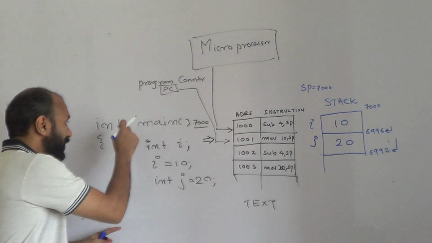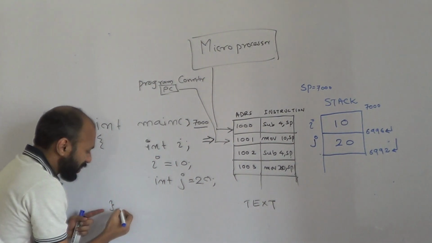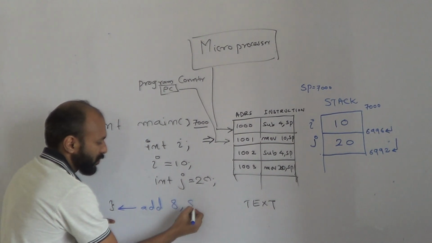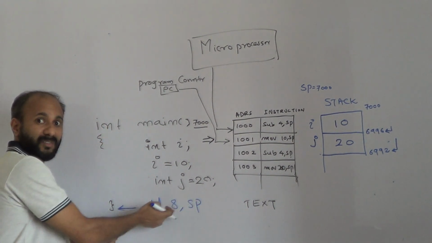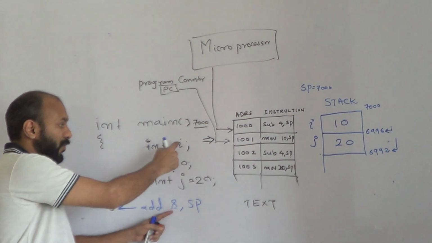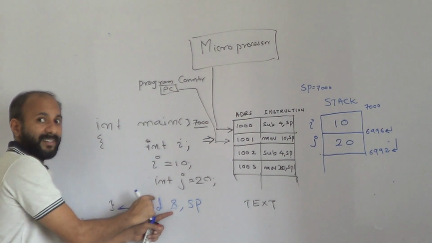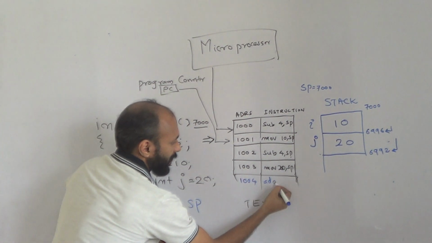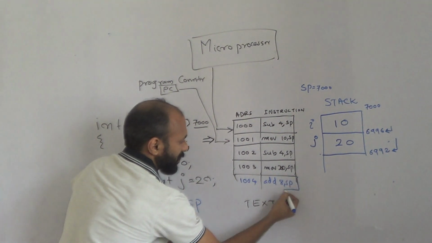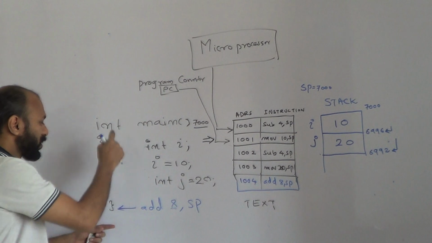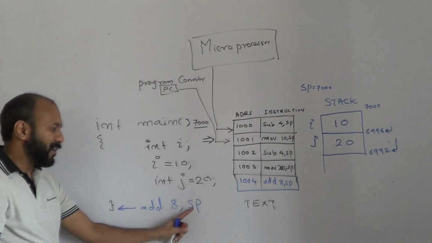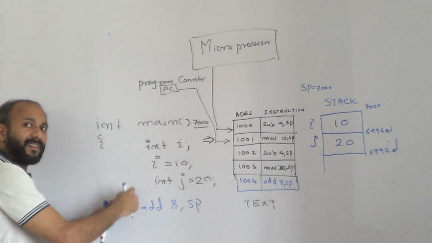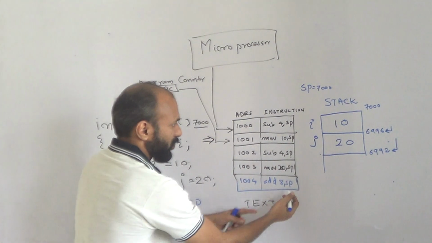Now whenever the compiler is hitting this bracket, what will happen is add 8 to the stack pointer. This instruction will be generated. 8 is the sum of the local variables inside this function. Add 8 to the stack pointer. So whenever control is hitting this close bracket, stack pointer is getting added with the sum of all local variables present inside this function.